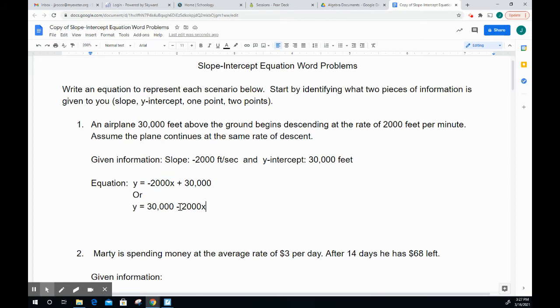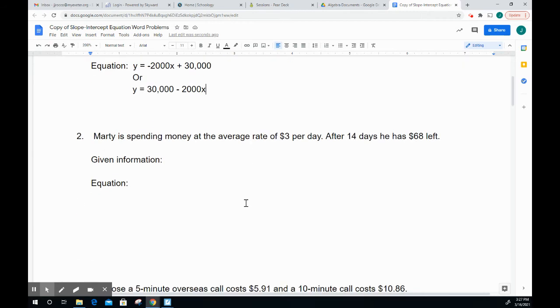All right. So either way you write it, you have everything you need, the slope and the y-intercept. And you can see each piece of information is kind of by itself. It says 30,000 feet, 2,000 feet per minute. You'll know a point when you see it. All right. So we have our slope, we have our y-intercept. All right. Cool. Let's go to example 2.